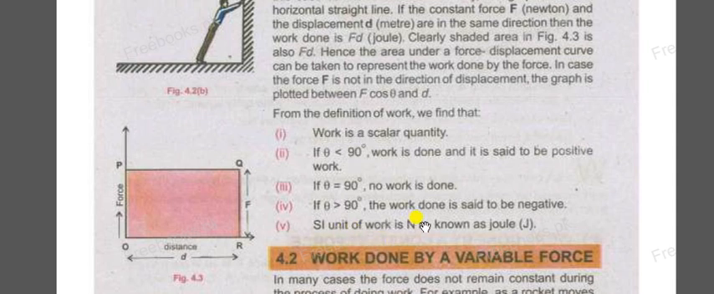Next is the unit of work. The unit of work is joule and it is equal to 1 Newton into 1 meter, because W is equal to F dot d. F, force, has the unit of Newton and d has the unit of displacement, that is meter. So 1 Newton into 1 meter is equal to 1 joule. 1 joule can also be defined as follows: the work done by a force will be 1 joule if a force of 1 Newton displaces a body through a displacement of 1 meter in its direction. So this is 1 joule.